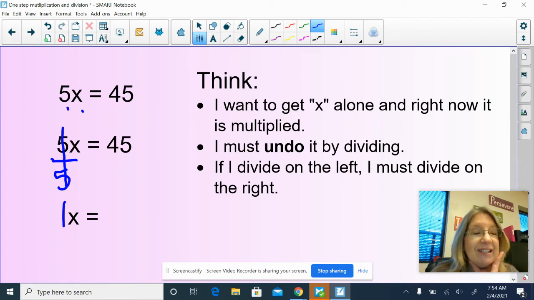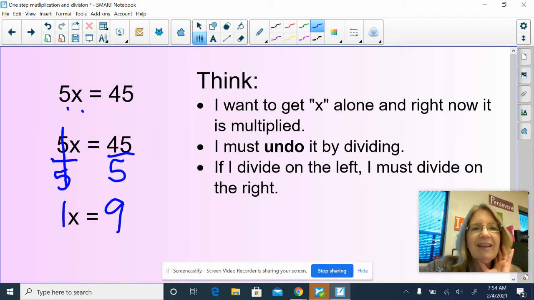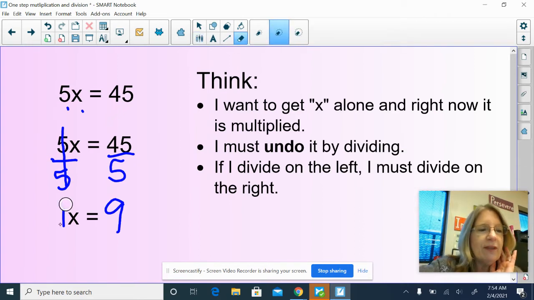So then you think, if I divide on the left, just like in science, when you have those scales and you put a weight on one side, you have to put the same amount on the other side so your scale stays balanced. If I divide on the left, I have to divide on the right. Now, 45 divided by 5 is 9. And then, like I said, we don't keep the 1 there, we just know it's there. And so, yep, I know you could have done that in your head. Do I care more about the process? Absolutely, yes.